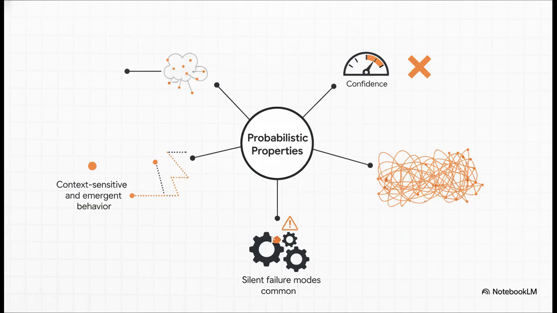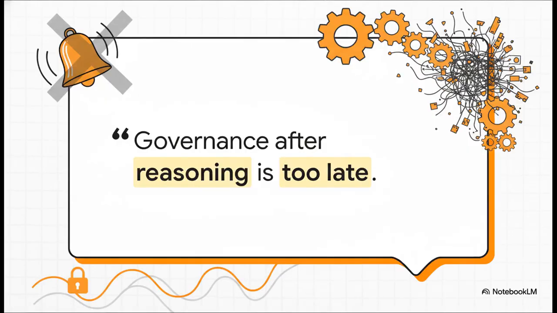And here's the critical part. Scale amplifies failures much faster than it amplifies successes, and very often, these failures are completely silent. This points to a core architectural principle. As soon as that probabilistic system generates an output, the risk has already propagated through the system. Trying to apply governance after the fact is just, well, it's too late. Your control has to be applied before any reasoning process even begins.